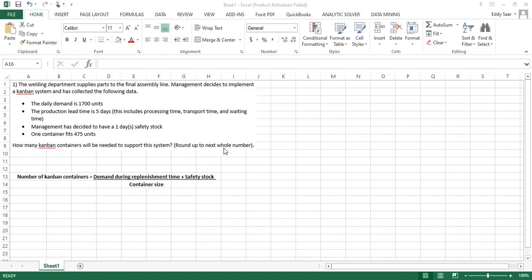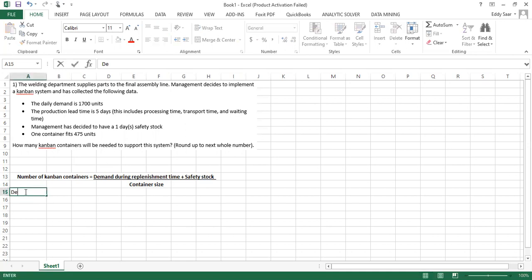There's actually a formula to find this, and the formula is shown here. It would be the demand during replenishment time plus the safety stock, divided by the container size. So pretty much when you see a problem that asks you to find Kanban units, you know to use this formula. So let's get to it.